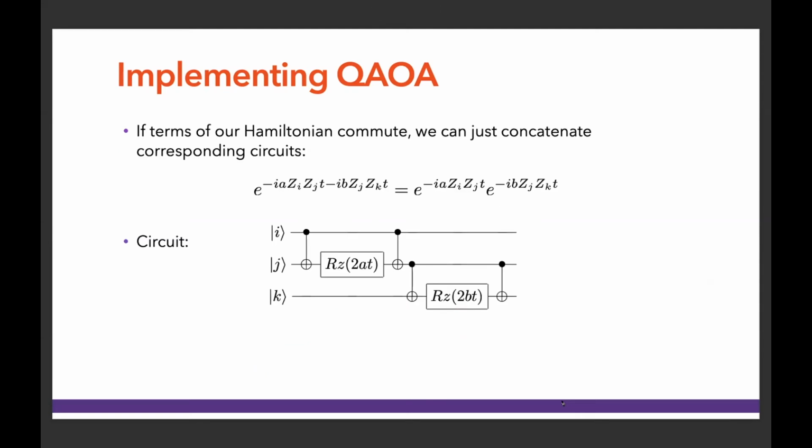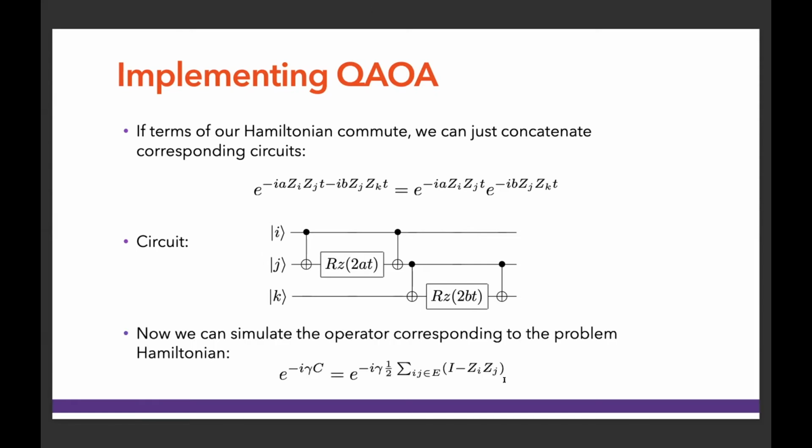Now, we're essentially done with the phase operator at this point, because all terms of our Hamiltonian commute, which means we can just unfold the sum in the exponent into a product of the corresponding operators and get a circuit that looks sort of like this. So the circuits can be just concatenated. There's nothing special that needs to be done here, because all Pauli Z's commute with each other. And with this, we can simulate the operator corresponding to the problem Hamiltonian, because all it is is some linear combination of those ZZ terms with maybe some identities, but those are irrelevant.